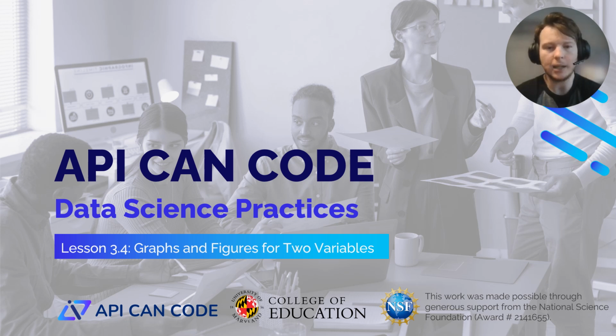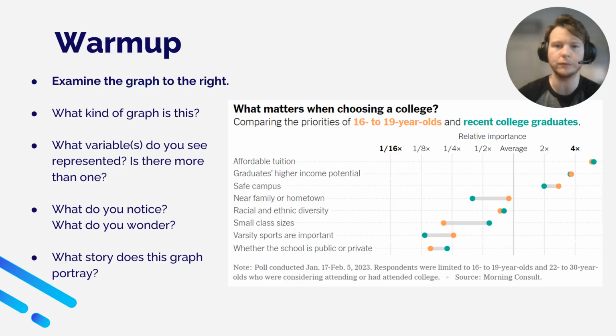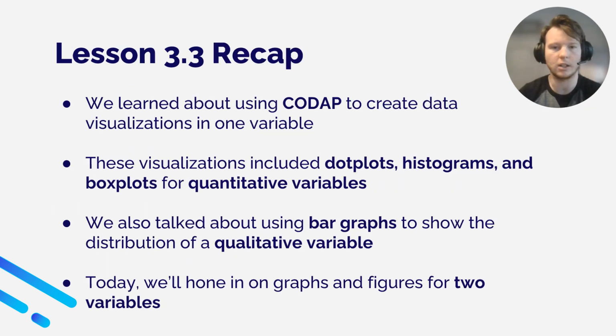Hi, and welcome back to API Can Code's third unit, Data Science Practices, and today's lesson, Graphs and Figures for Two Variables. We start with a warm-up, looking at the priorities of late high school students and recent college graduates and how those compare. We hope that this will be engaging content for our population of mostly high schoolers, and particularly this course often gets taught with slightly older high school students, so hopefully this is pretty pertinent to their interests.